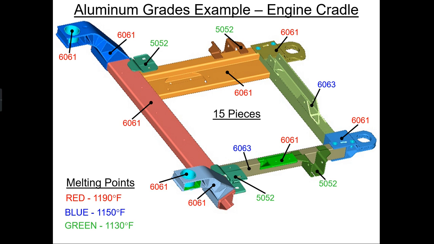Here's a typical issue that you might have with going through the process of welding fabrications. You have different types of materials. This is an example of an engine cradle. This particular engine cradle uses 6061. 6061, as we find over here, we have 5052, and we have 6063. Now, all of these are chosen because we need to understand why.